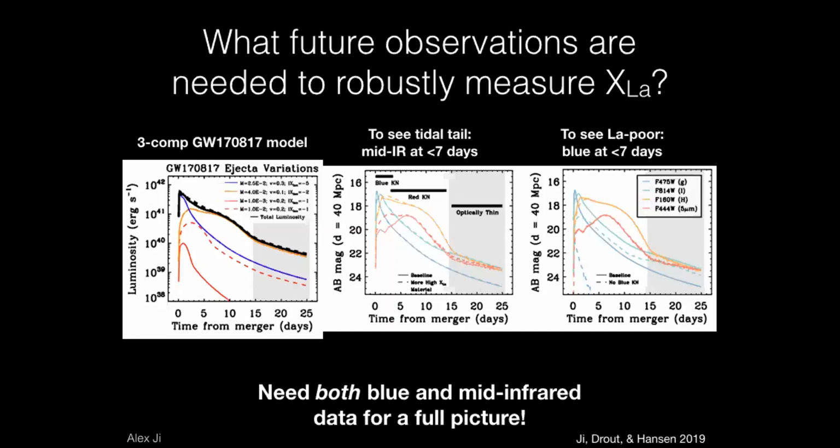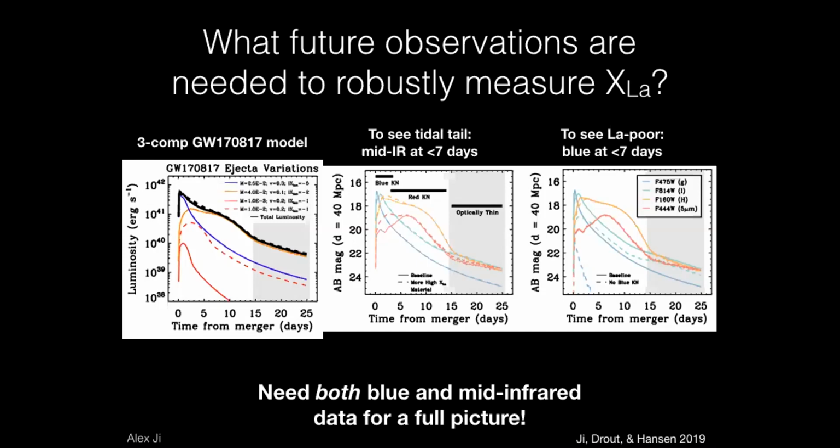And then there's a very lanthanide-rich component that you can think of as being primarily the tidally emitted ejecta. In the middle panel, the solid curves are that canonical model of basically what we saw in GW170817. And the dashed curves are what happens if you make the lanthanide fraction higher by increasing the tidal tail.